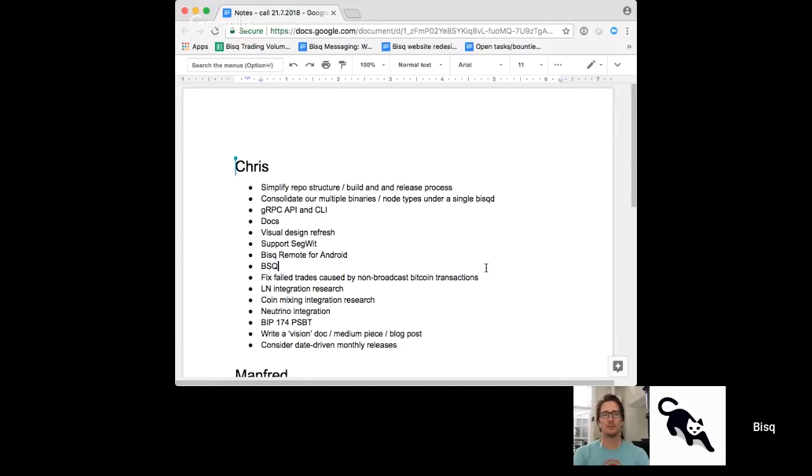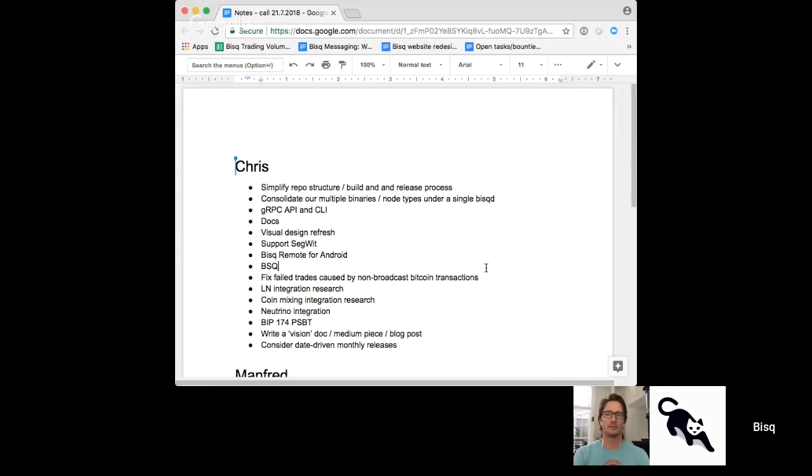Visual design refresh is something that's been on our plate for a few months now, ever since Pedro dropped this excellent kind of PDF design spec to refresh Bisq's visual design and brand. Christoph is going to begin working on that in the Bisq UI, I think, first. And there's the website that needs to be done as well. So again, not going into any depth, but there is kind of a major design refresh in the works for Bisq, which is pretty exciting.